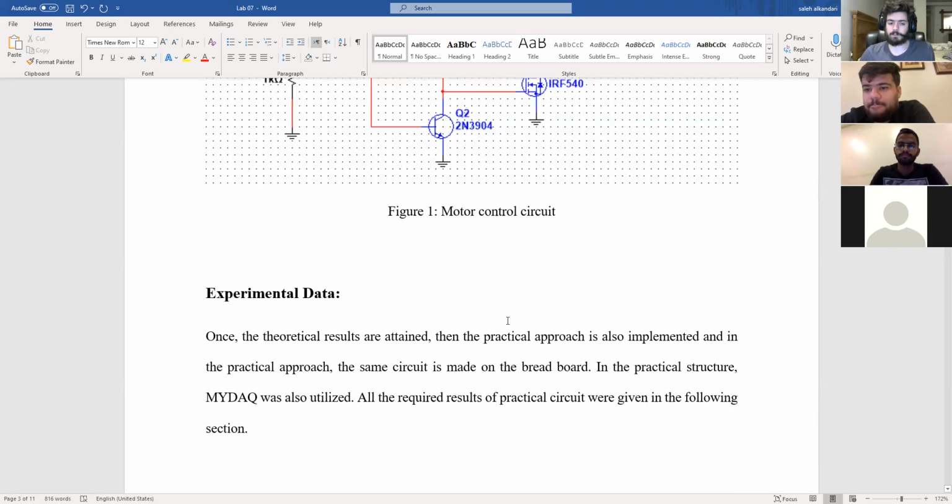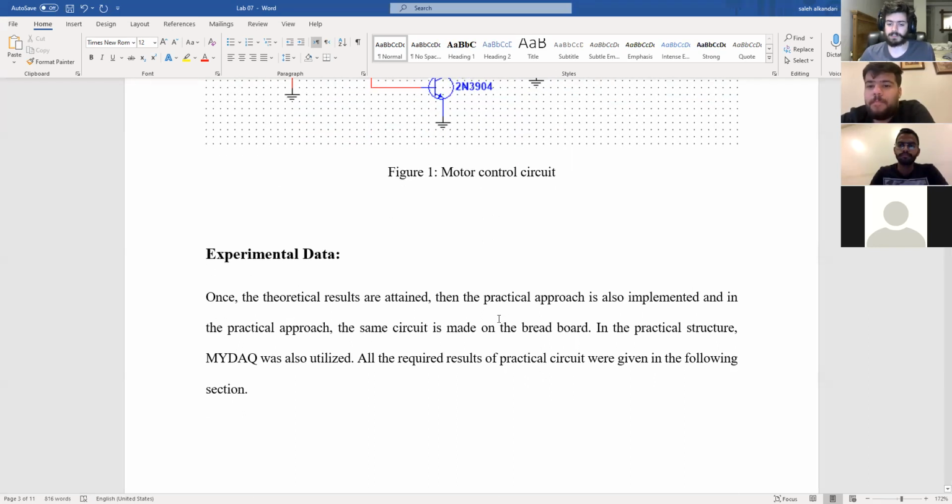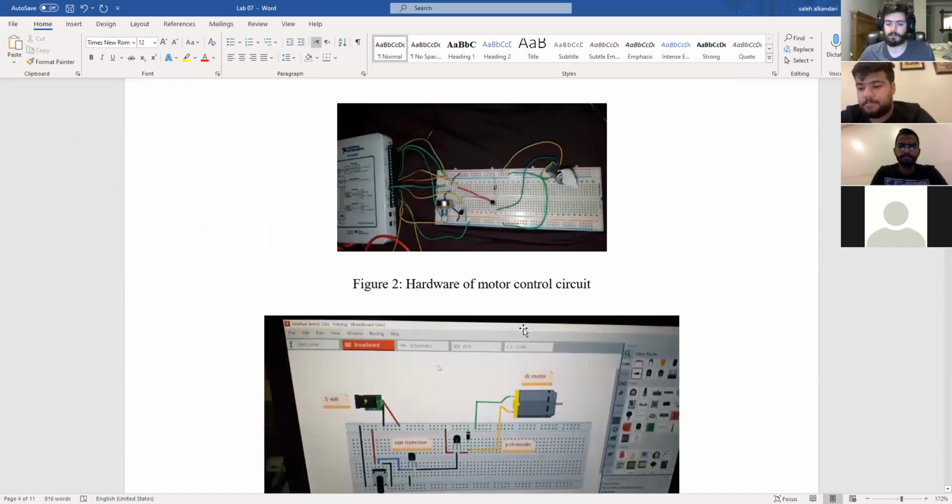And for the experimental data, once the theoretical results are attained, the practical approach is also implemented. In the practical approach, the same circuit is made on the breadboard. In the practical setup, MyDAC was also utilized. All the required results of the practical circuit are given in the following section, as we can see here in the following figures.